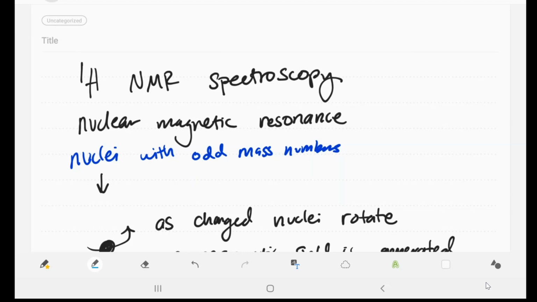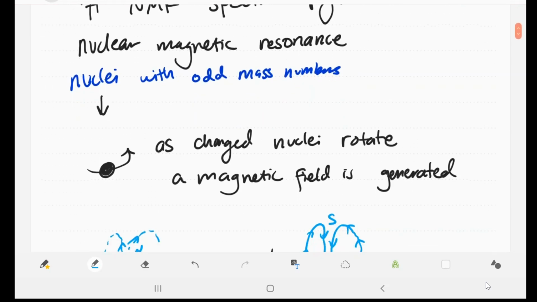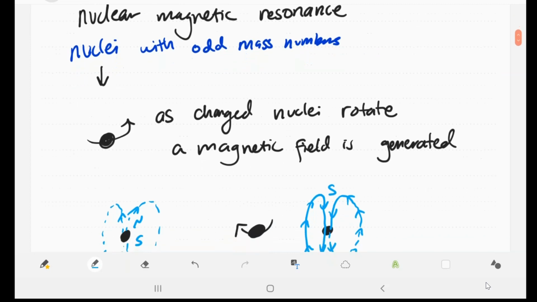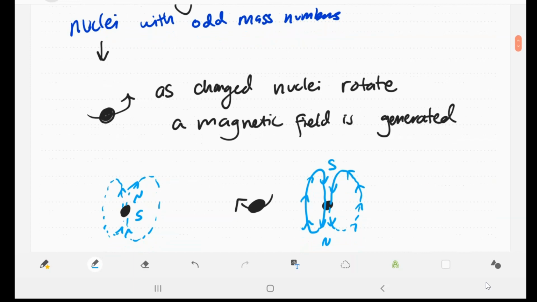So suffice it to say that nuclei with odd mass numbers, like 1 for a proton, hydrogen, as we know, most hydrogen has a mass number of 1, no neutrons. When these are rotating, because they're charged, as a nucleus rotates as a charged species, it generates a magnetic field. This is physics, right? As you rotate something that is charged, you generate a magnetic field.